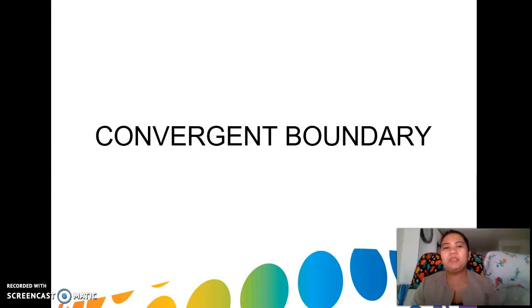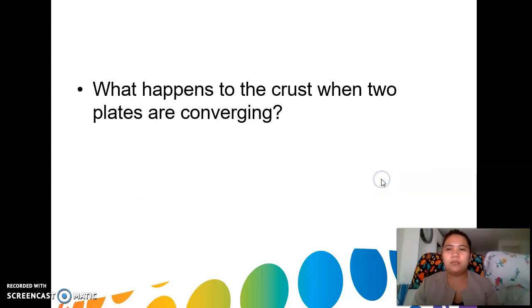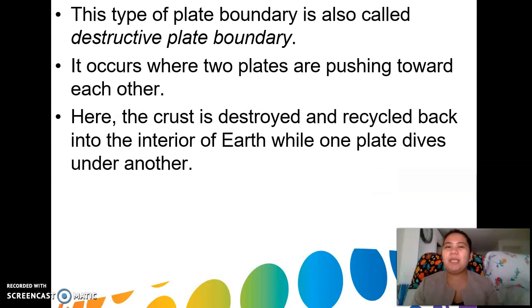So we will begin with the convergent boundary. This type of plate boundary is also called a destructive plate boundary. Later we will discuss why it is considered a destructive boundary. It occurs where two plates are pushing towards each other. So here the crust is destroyed and recycled back. That is why it is referred to as destructive, because two different plates are actually acting against each other.